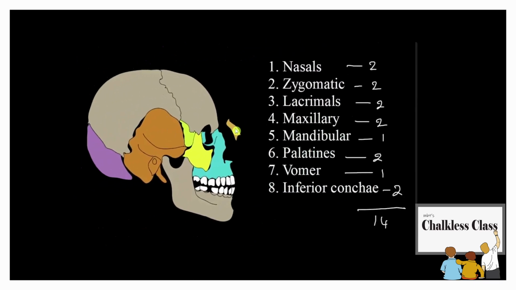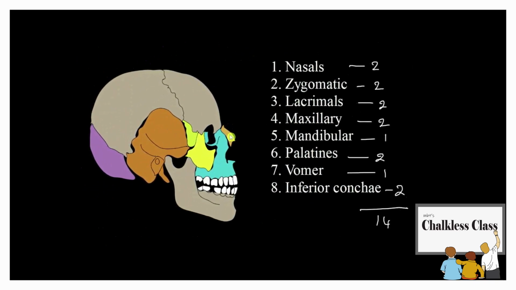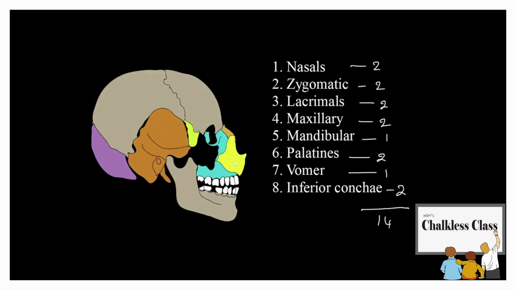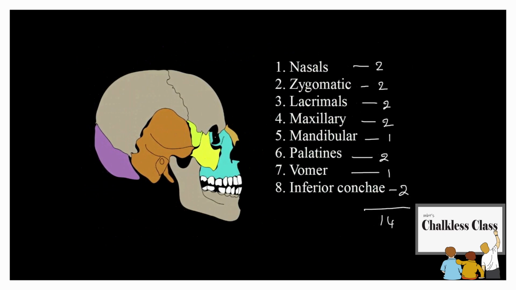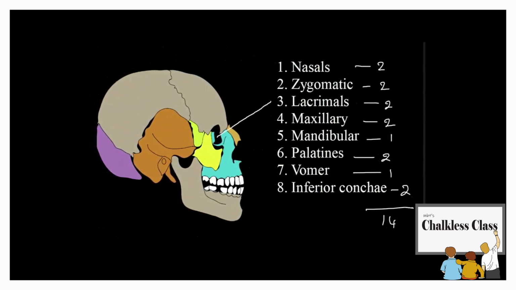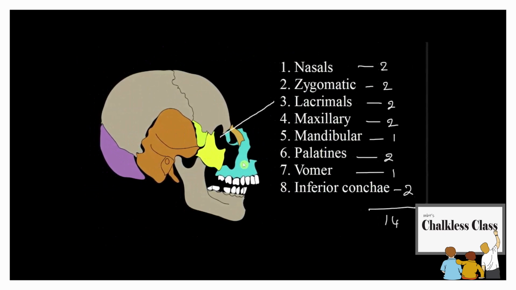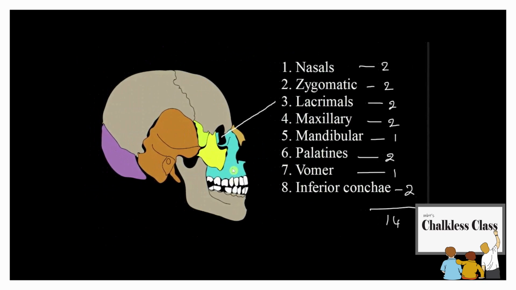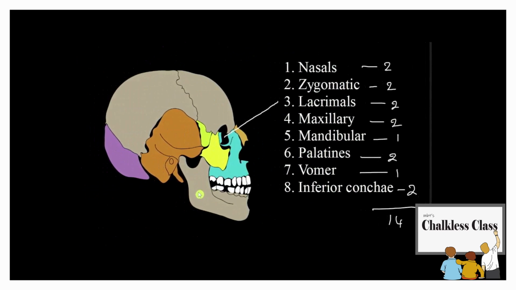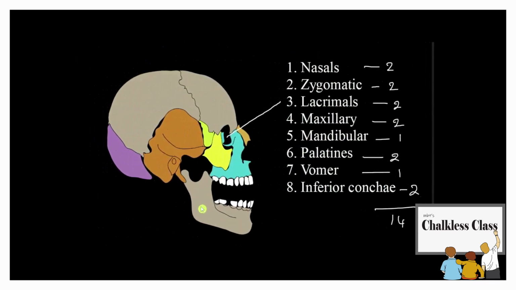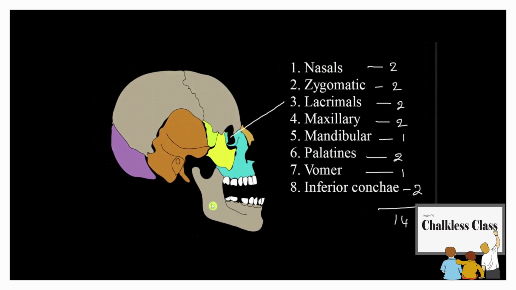First, nasals. These are the nasals. These are paired bones which form the nasal bridge. Zygomatic bones are called cheekbones. These are the zygomatic bones. In this position, lacrimals are present. These are also paired bones. Maxillary bones are 2. Maxillary bone contains maxillary teeth. Maxilla is also called upper jaw. Maxillary bones are paired bones. The unpaired bone is the mandibular bone or lower jaw, the movable bone of the skull. It consists of the lower jaw teeth.